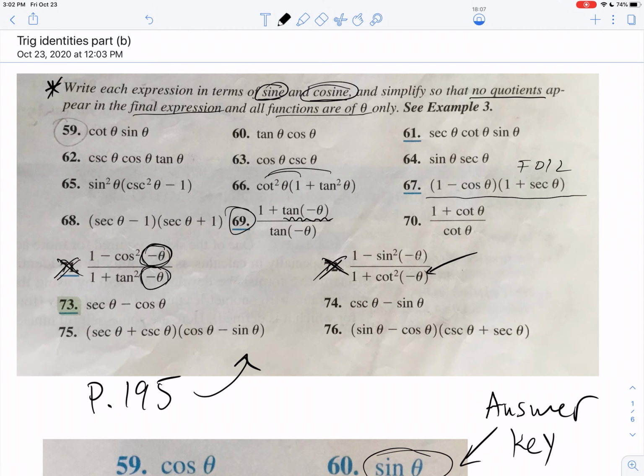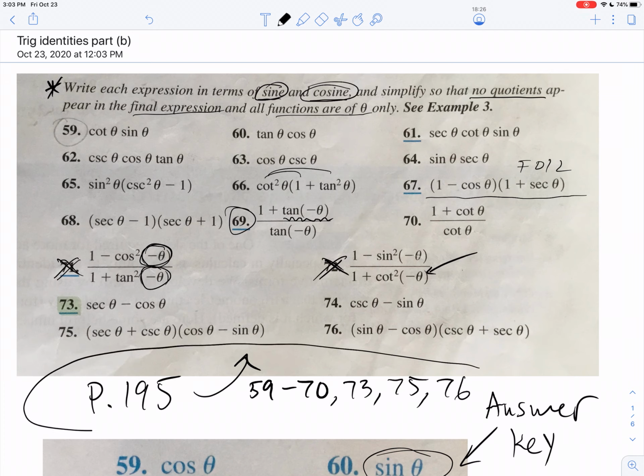I want you guys to actually try the following questions. This is page 195. We're going to do these: 59 to 70. And then we're going to do 73, 75, and 76. Those are the ones we're going to attempt.